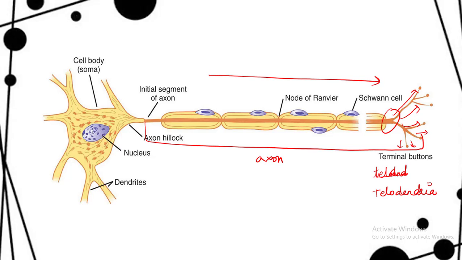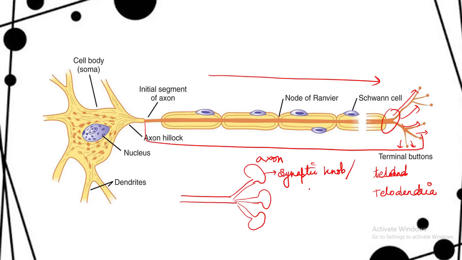So these are the branches of the axon when it moves towards the terminal. After dividing, this is the axon, it divides into multiple branches. And when it divides into multiple branches, it ends in an enlargement which is bulb-like. These enlargements are called the synaptic knob, or also called the terminal buttons.